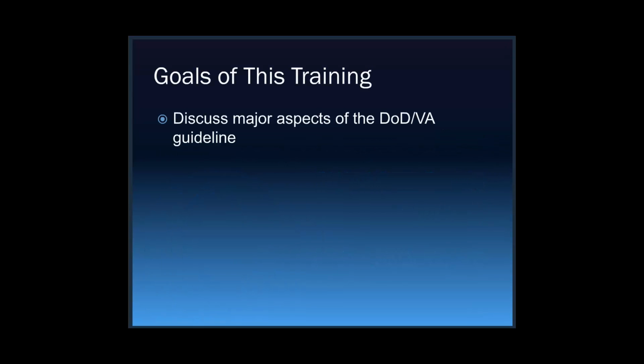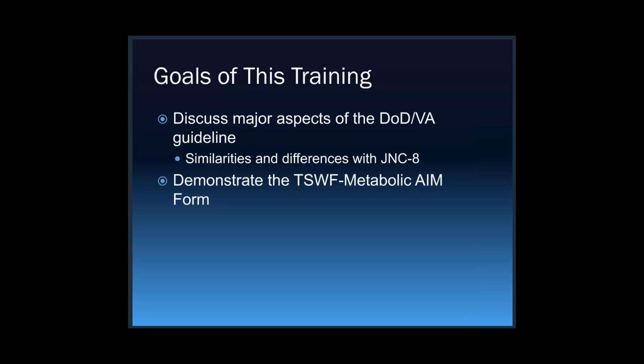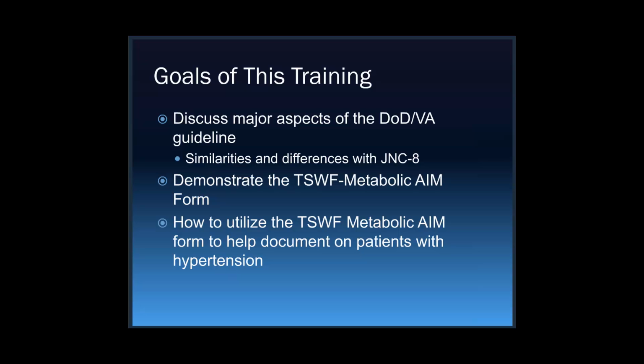I'll be discussing the major aspects of the DoD VA guideline, and I'll be comparing it to some of the other common guidelines that are out there for hypertension, like the one from JNC8. I'll be using the TSWF metabolic aim form as a way to bring you these details, and I'll finish up by showing you how you can utilize this aim form to help you care for and document on these patients.